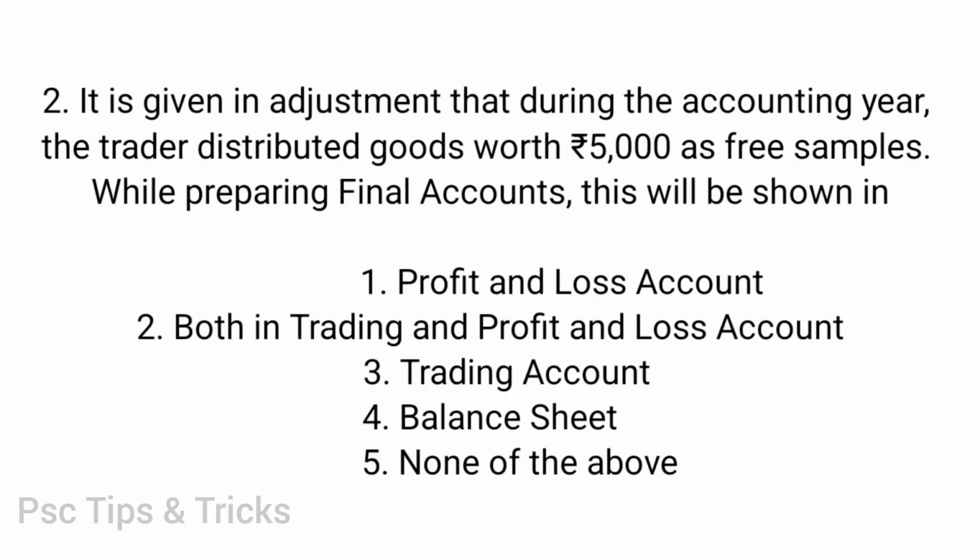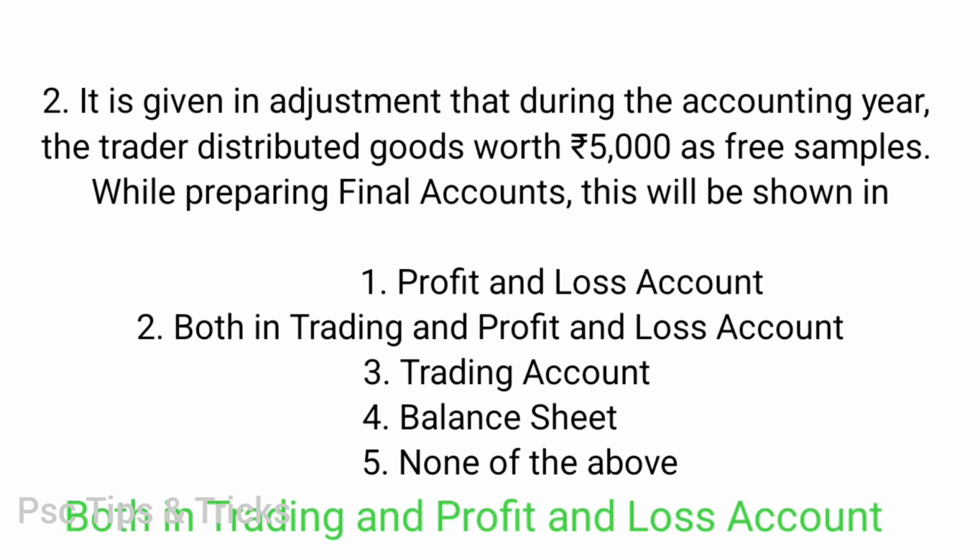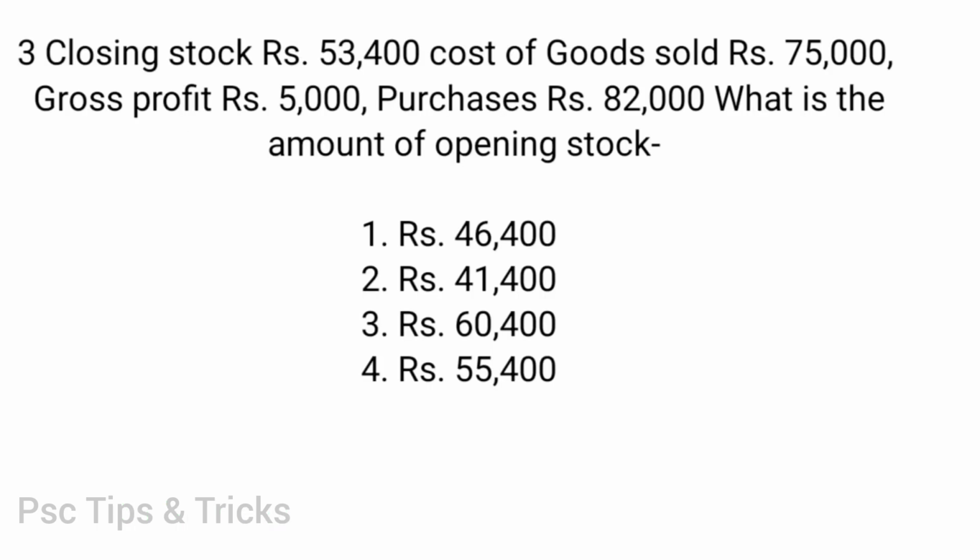It is given in the adjustments that during the accounting year, the trader distributed goods worth rupees 5,000 as free samples. While preparing final accounts, this will be shown in: profit and loss account, both in trading and profit and loss account, trading account, balance sheet, none of the above. Answer: Both in trading and profit and loss account.